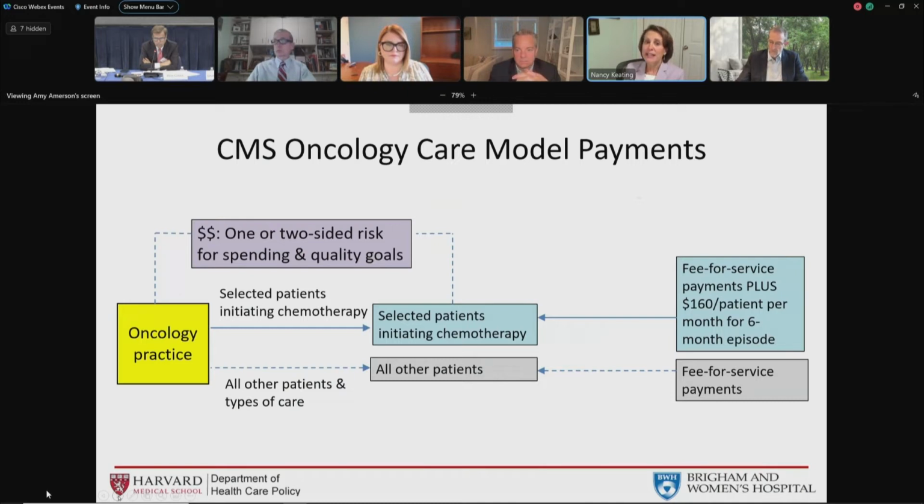For payment, Medicare pays fee-for-service for all the care, but in the blue right box, you see they also pay a $160 per patient per month payment during the 6-month episode. These payments provide funds to support practice transformation, which was a key component of the model. OCM also incorporates performance-based payments, here in purple. If quality and spending goals are met, practices had the opportunity to share in savings. Practices participating in two-sided risk contracts could also face penalties, although this was not a popular choice in the early parts of the model. Next slide.